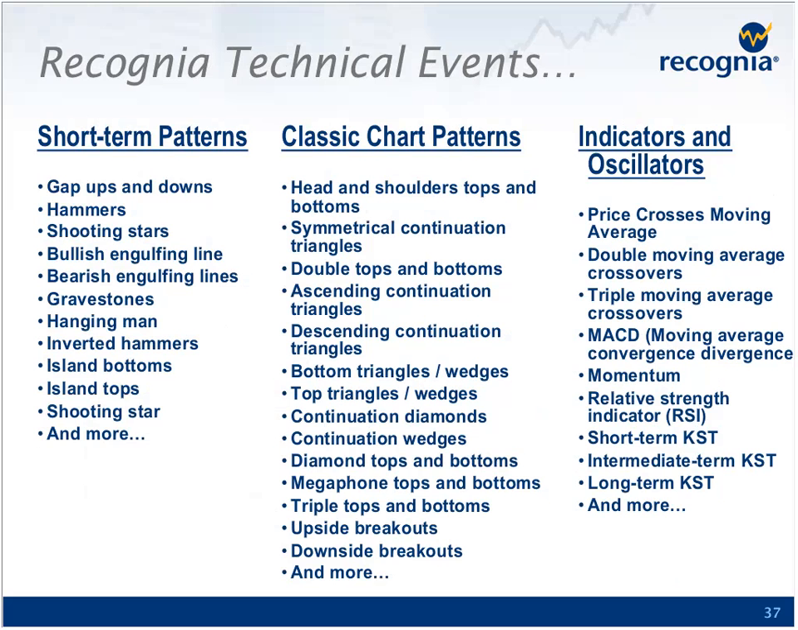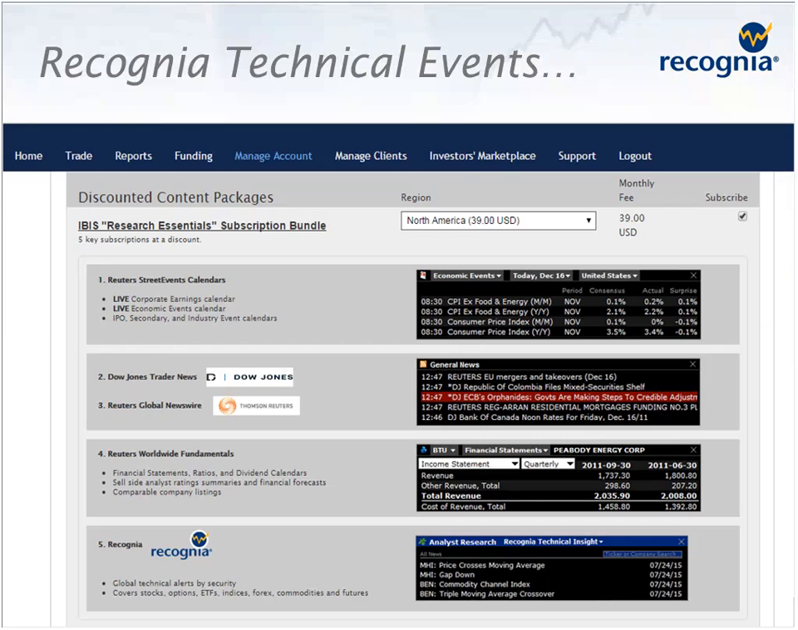We automatically scan the market and look for over 60 different kinds of technical events, short-term patterns, classic chart patterns, indicators and oscillators, and we do that every day, not just on a handful of stocks, but on every single stock and ETF that trades. And that's across many, many countries in the world. So no matter what it is you're looking for analysis on, chances are Recognia has already done it for you.